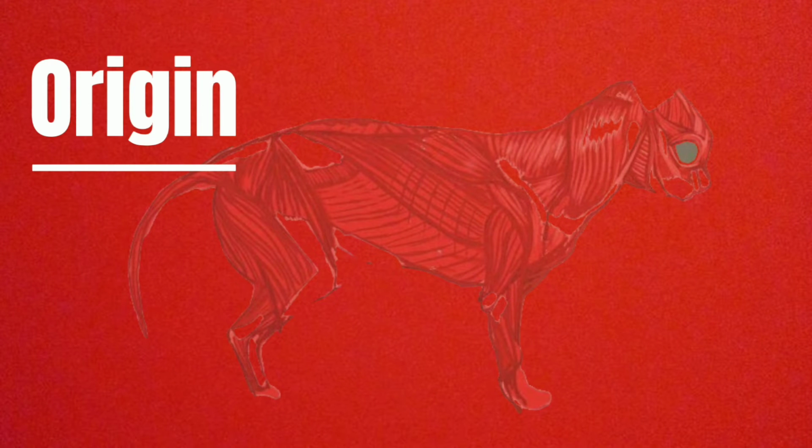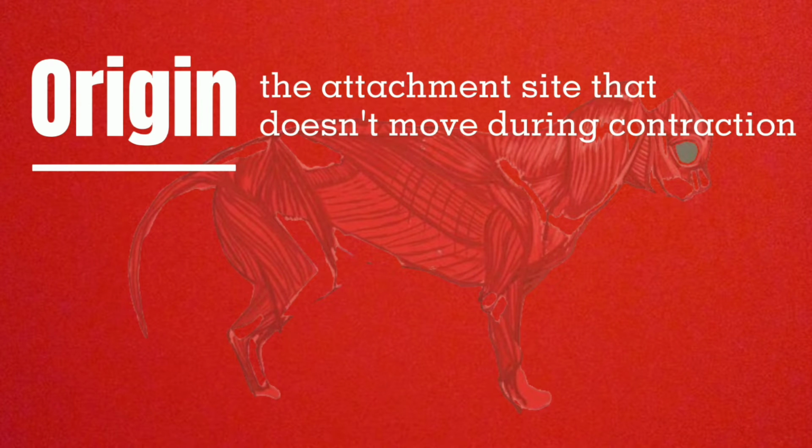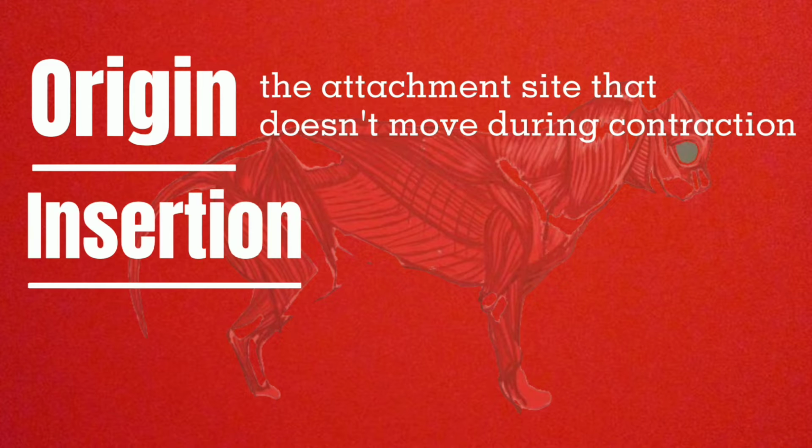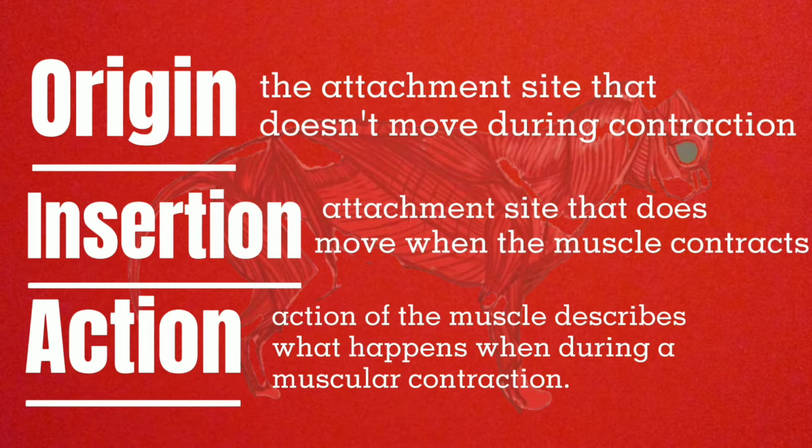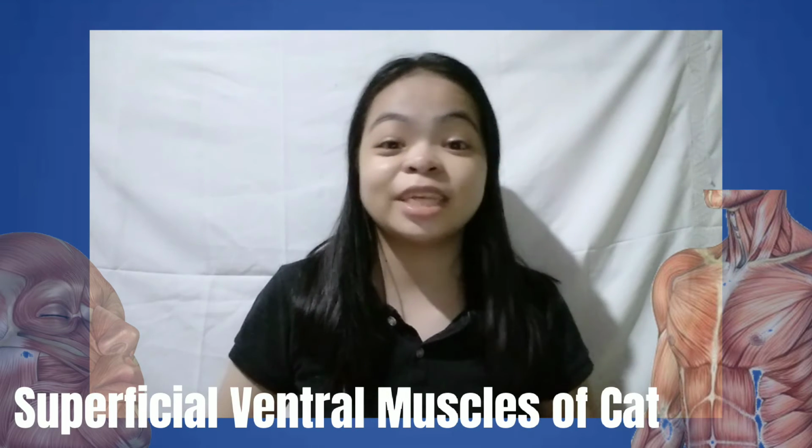So what is this origin, insertion, and action? The origin is the attachment site that doesn't move during contraction, while the insertion is the attachment site that does move when the muscle contracts. The action describes what happens during a muscular contraction. Well, with that in mind, let's proceed to our main topic, which is the superficial ventral muscles of the cat, including its origin, insertion, and action.